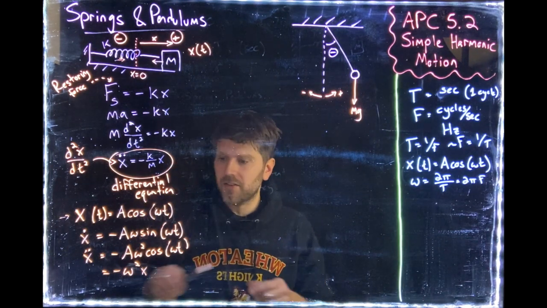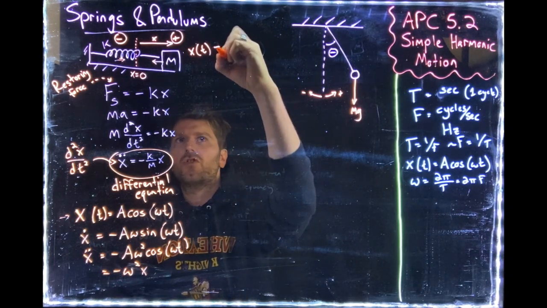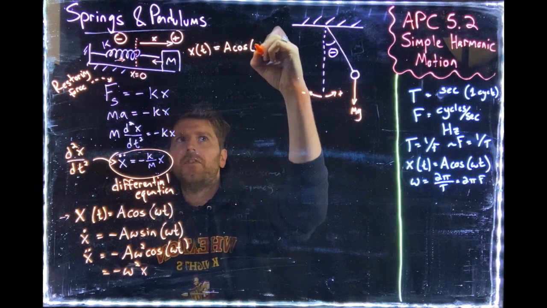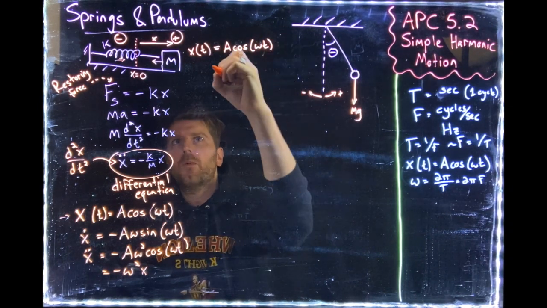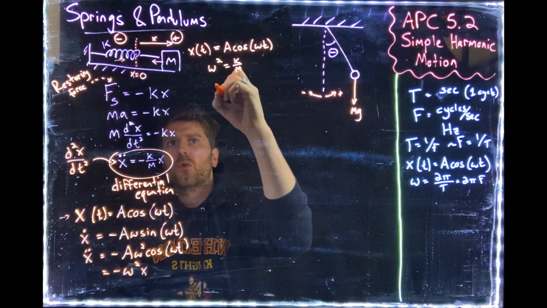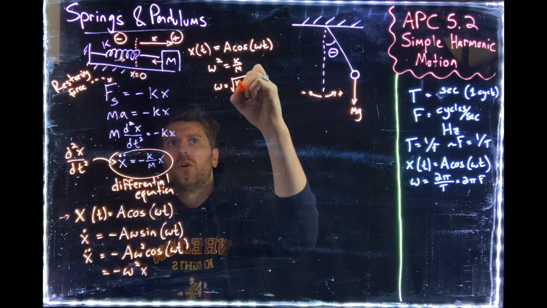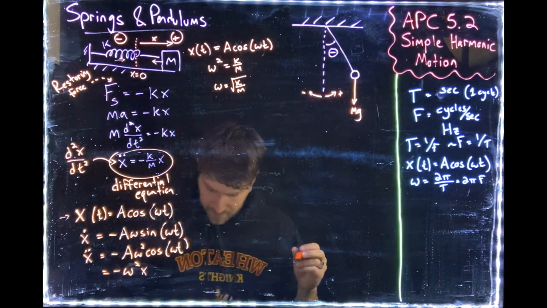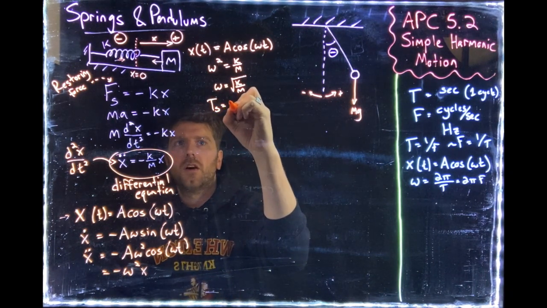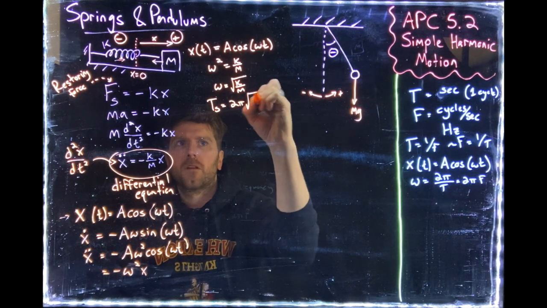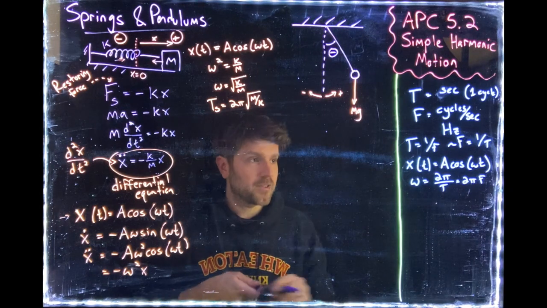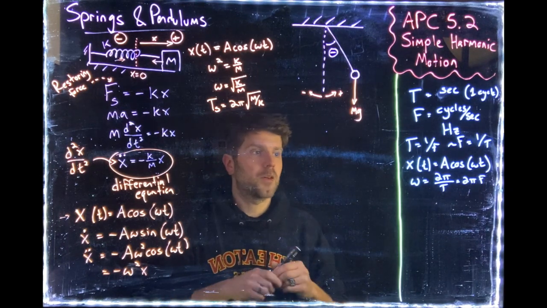And specifically, this is a solution to the differential equation where we found that x is going to be a cosine omega t, but specifically, notice that we have to have omega squared equal to k over m, or in this case, omega equals root k over m. And therefore, the time period for a spring is 2 pi root m over k. And this is so important that I'm actually going to go write it in the important equation zone, and then we're going to talk about it.